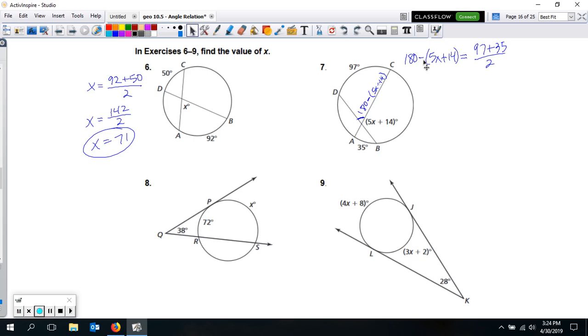So what I need to do here is I need to distribute the negative inside of this. I need to add these numbers on top here.